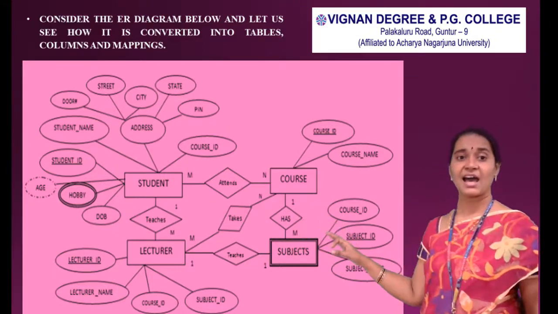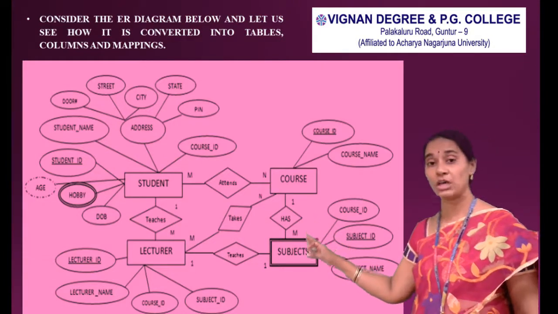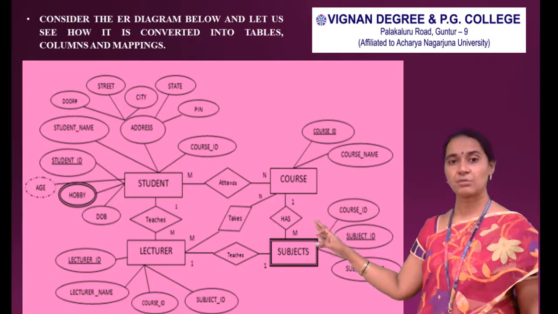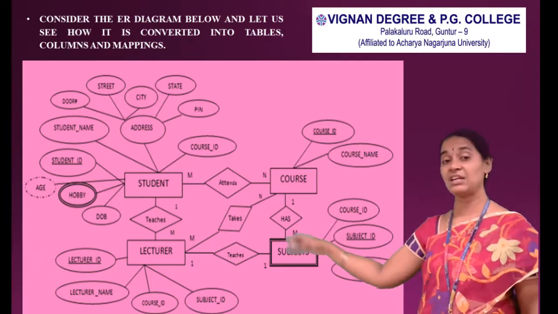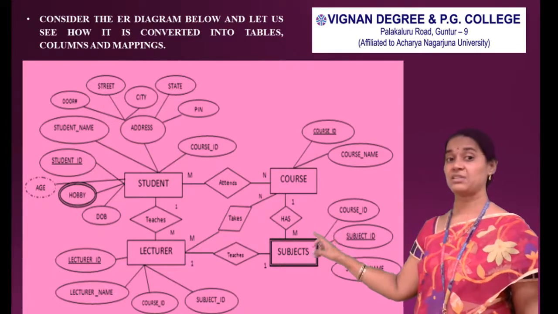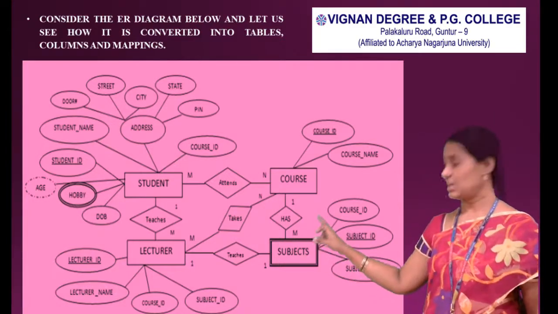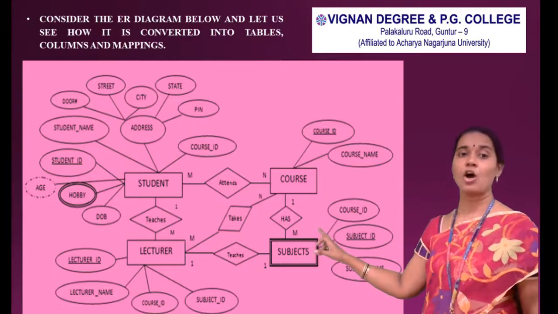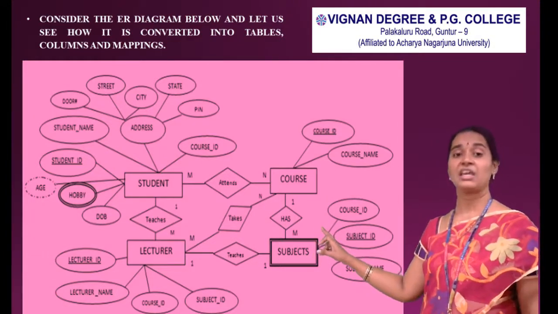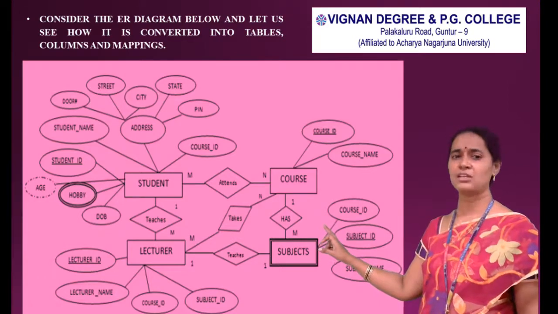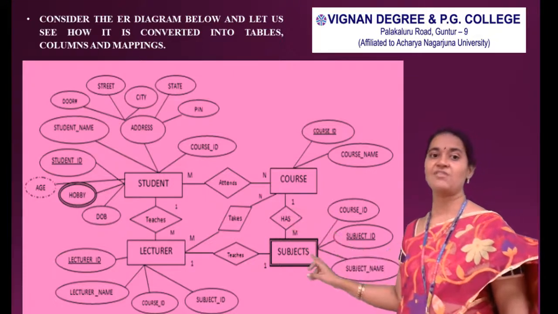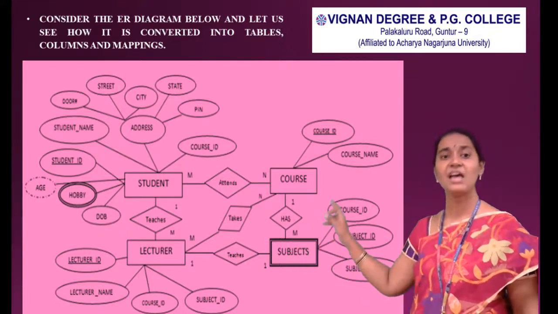Now the other and the last attribute to be discussed is the multivalued attribute, which is nothing but hobby. It is represented in a double oval. Why is it represented in a double oval? Because a student can have a single hobby or he can have more than one hobby. One student can have a single hobby, while another student can have more than one hobby. Such attributes are called multivalued attributes, which are represented with double ovals.